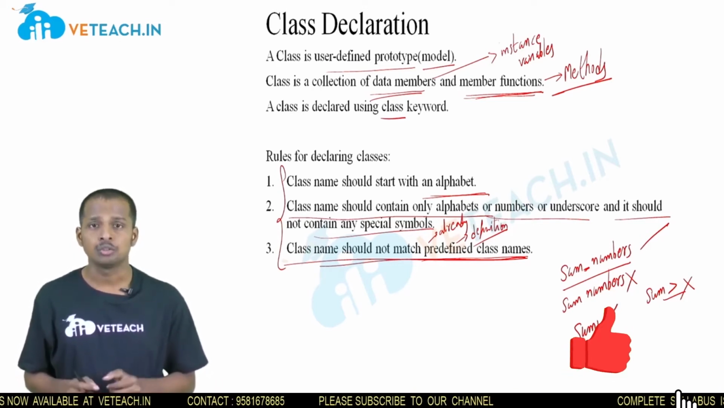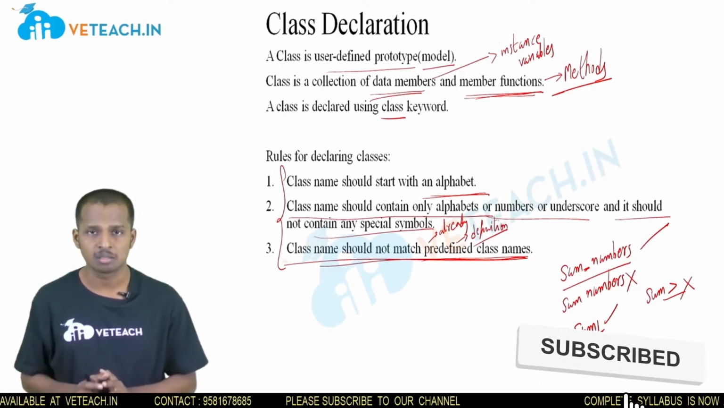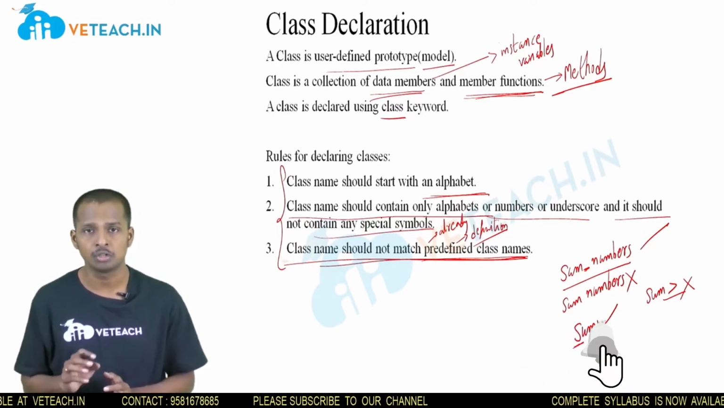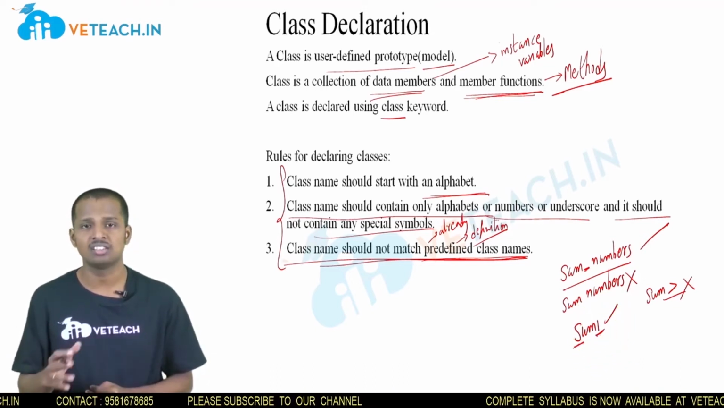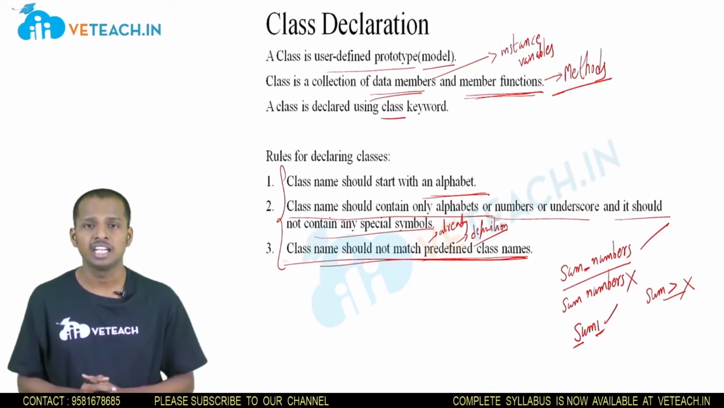The second thing is you should not use any other special symbol other than underscore in between your class name. You can use alphabets, numbers, or underscore. Other than these three things, you should not use anything in your class name.